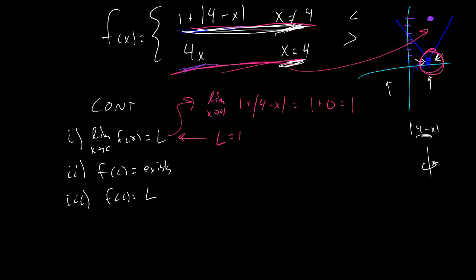Now I need to find my function value. So I'm going to find f of 4, because remember, this is our c value right here. These are all our c values. For f of 4, we use our bottom function. 4 times 4 is 16. Did I get... it's supposed to be a 2.